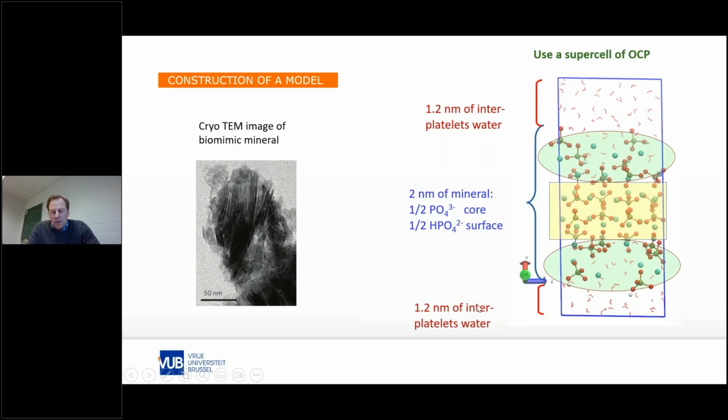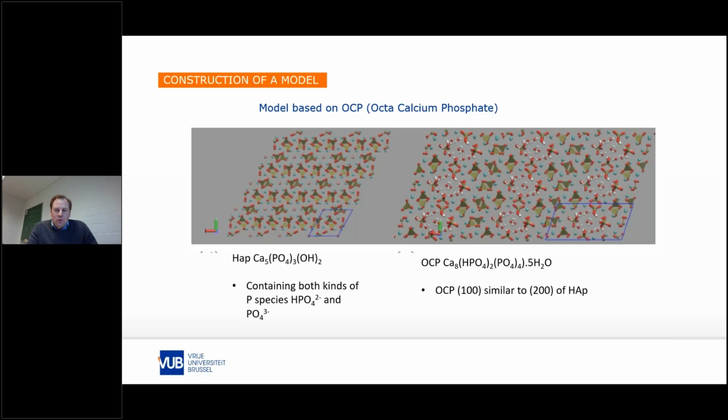So we can do that, and then we put the water between, and then we can start to model the system. And so this is how it looks. We need to do some relaxation. We cut along a certain surface, the most stable one. In the hydroxyapatite, it's quite easy. There are only two directions.